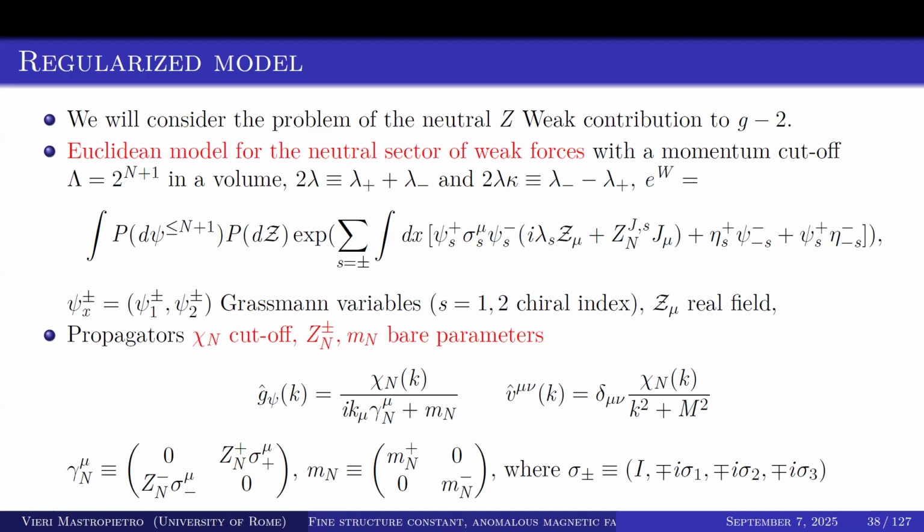Okay? So these are the bare quantities. This is Z, and then S is plus or minus because it's the chiral index. So this is possible.